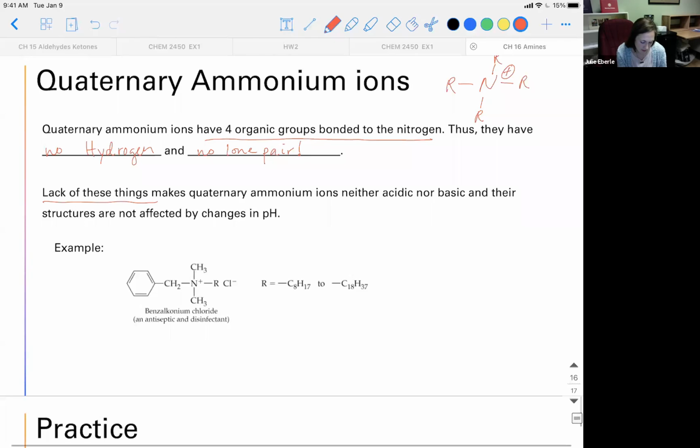So yeah, if I said write me the product of this with NaOH, you would just tell me no reaction. I don't care what the other reactant is. So if I said it's in the presence of a strong acid or a strong base, quaternary amines are not reactive because they don't have anything to give or receive.